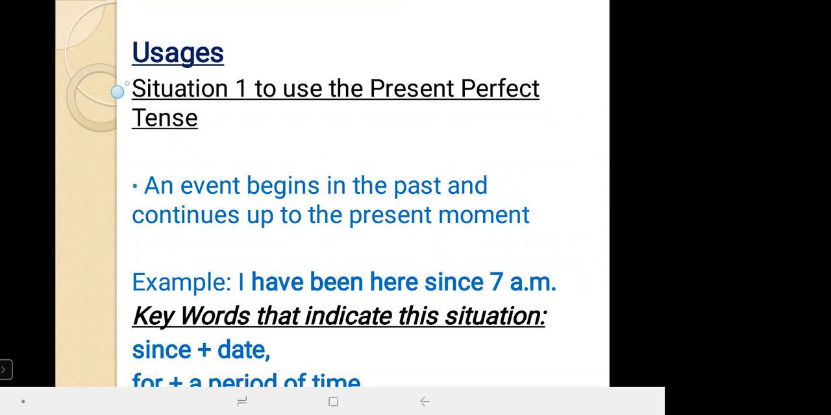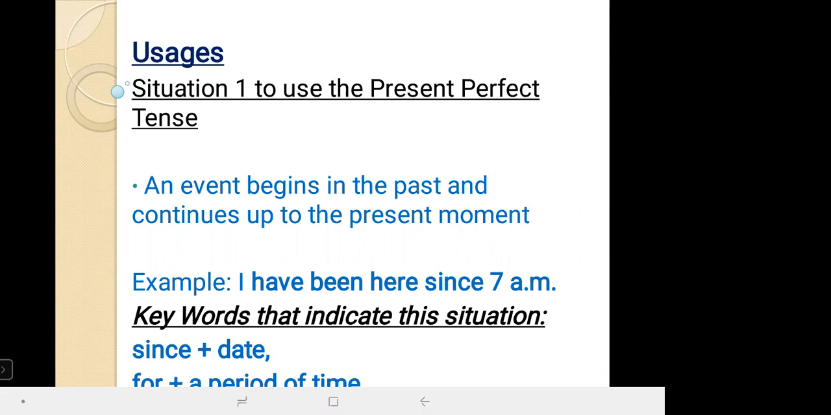What are the situations that make us use present perfect tense? The first one is an event that begins in the past and continues up to the present moment. For example, most of you have been learning in this school for long, right? So you can say, I have learned at Fountain of Knowledge School since maybe 2015 or something like that, or 2012, or whatever the year is. That shows that your being in this school started sometime in the past and it continued up to the present moment, which means you're still learning there.